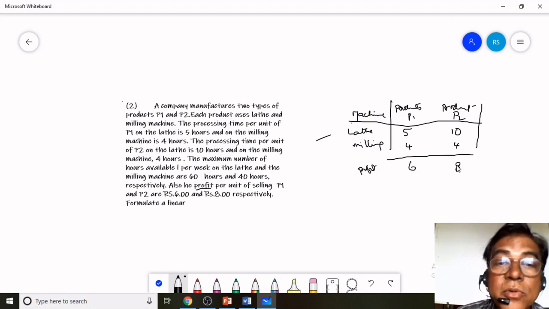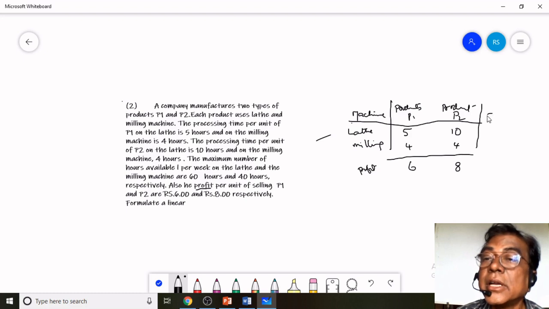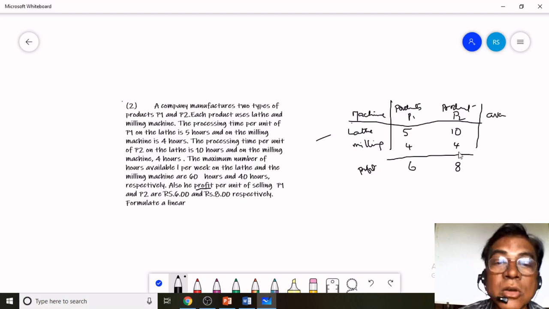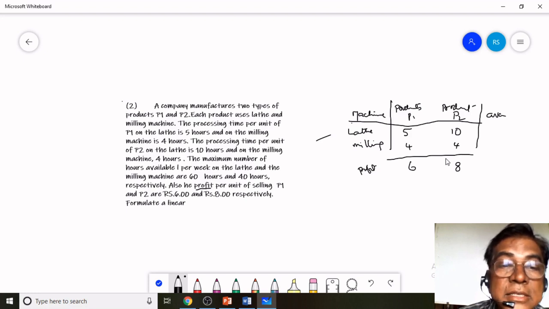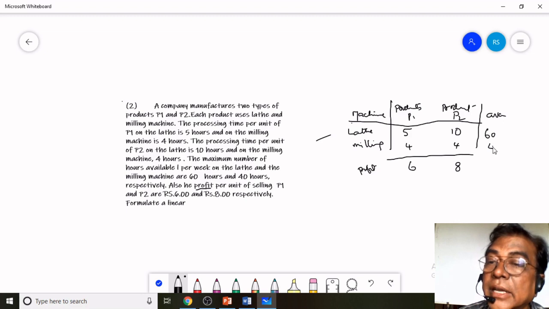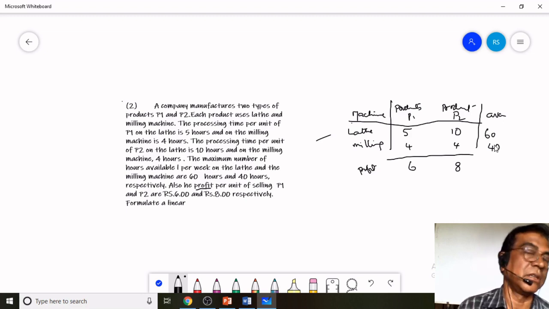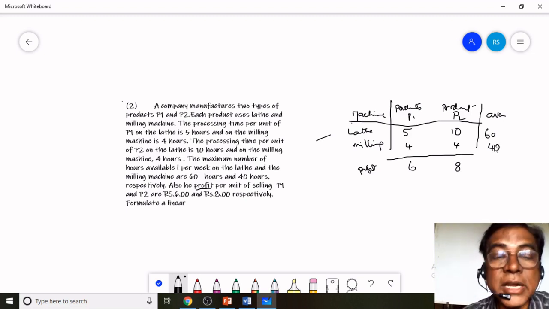And come to the availability. This is the availability. You have to write down availability only. What is the availability here? Milling machine and lathe machine: 60 hours and 40 hours. 60 and 40. Finish. Next go to the question: formulate the linear programming problem, LPP.